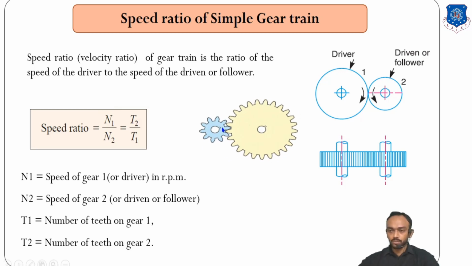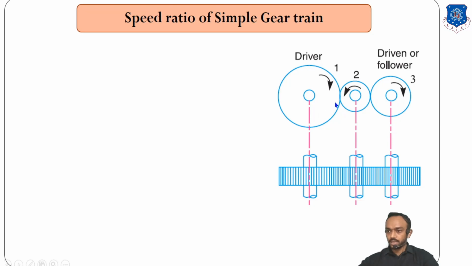What if there are more gears between driver and driven? If I have connected one gear between them, what will be the relation between the RPM of driver and RPM of driven? Speed ratio for this particular case, what will be N1 upon N3? I want the speed ratio for this system. So let's find the speed ratio for this system.